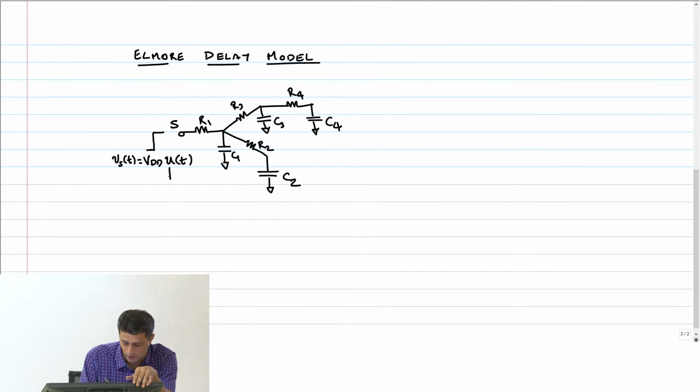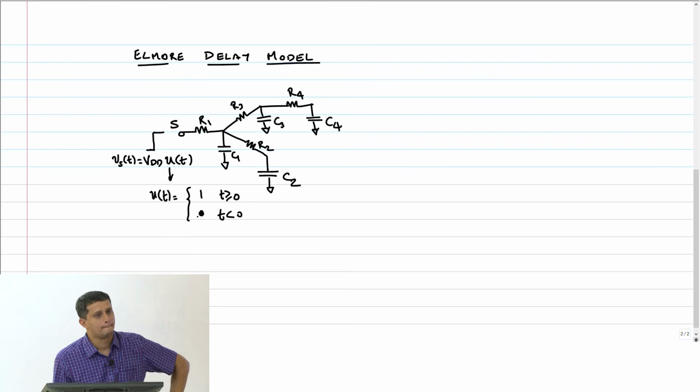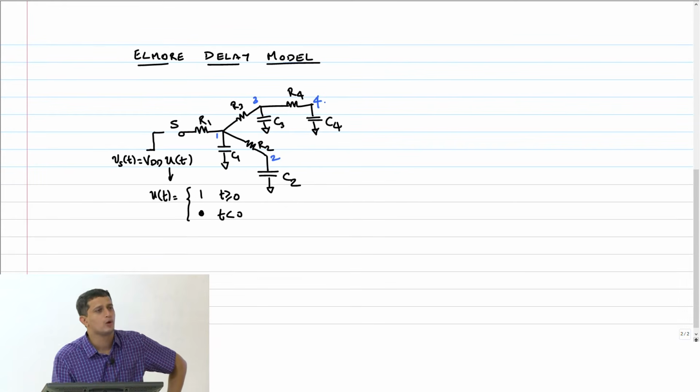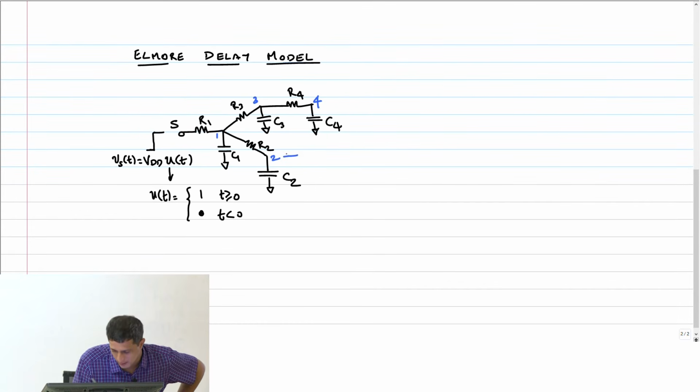This is the unit step function, u of t equals 1 for t greater than or equal to 0 and 0 for t less than 0. Okay, now let's say that I pick node 2. Let me put down the nodes in a different color: node 1, node 2, node 3 and node 4. Let's say I pick node 2 to be my destination node.